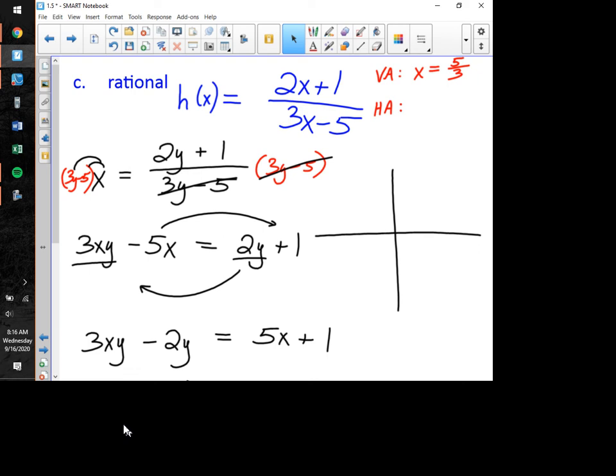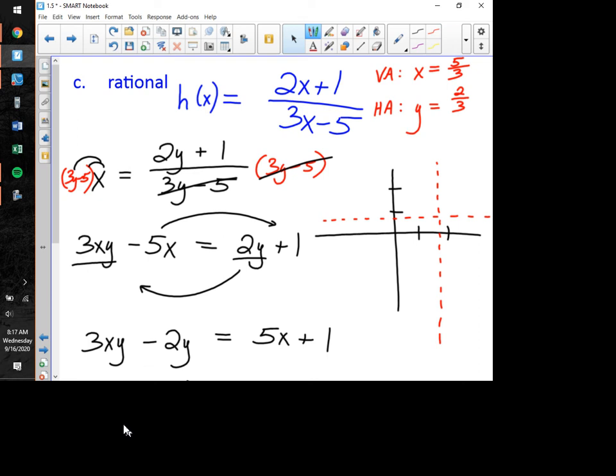So our horizontal asymptote is going to be y equals the quotient of the leading coefficients of the numerator and denominator, so that's going to be 2/3. All right, so this is really messy, guys, and as I said, I'm not going to spend a ton of time on this, but we've got a vertical asymptote here at 5/3. We've got a horizontal asymptote at 2/3.